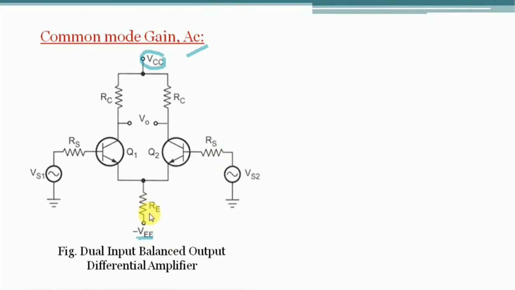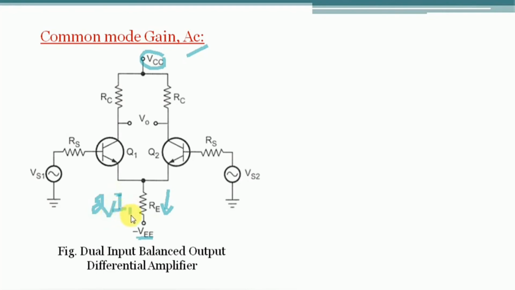Why? Because these two signals are the same, meaning these two transistors are on, and the currents flowing through the resistor RE because of these two transistors have the same polarity. So finally the current flowing through this resistor RE we can write as 2 times IE.